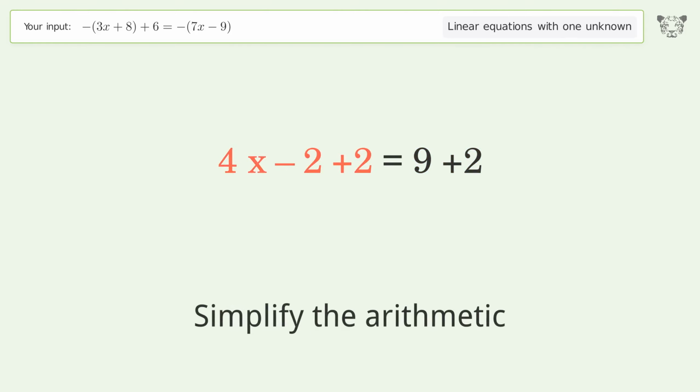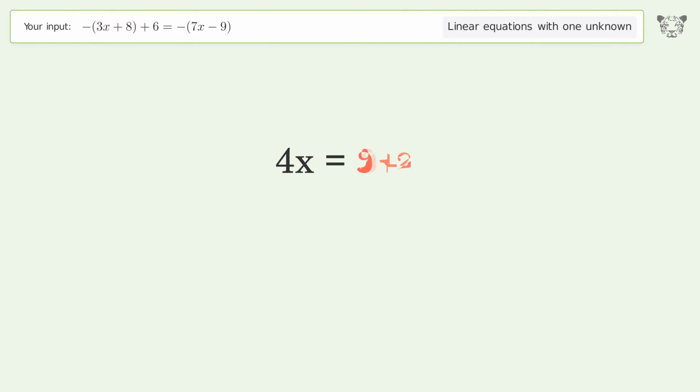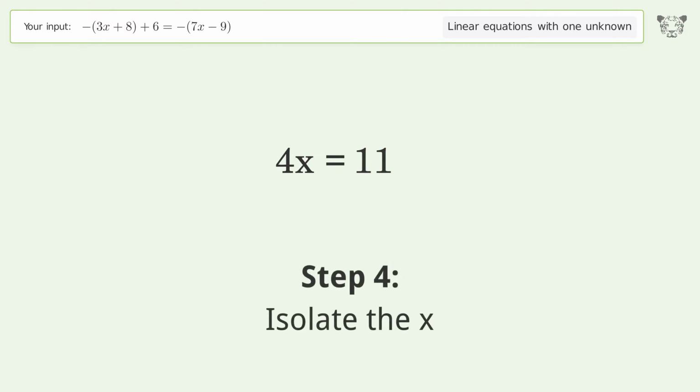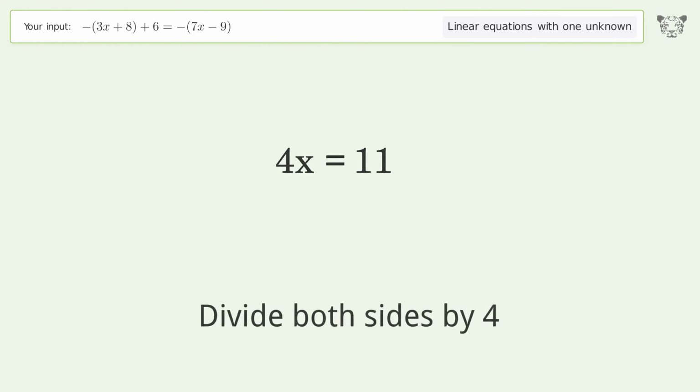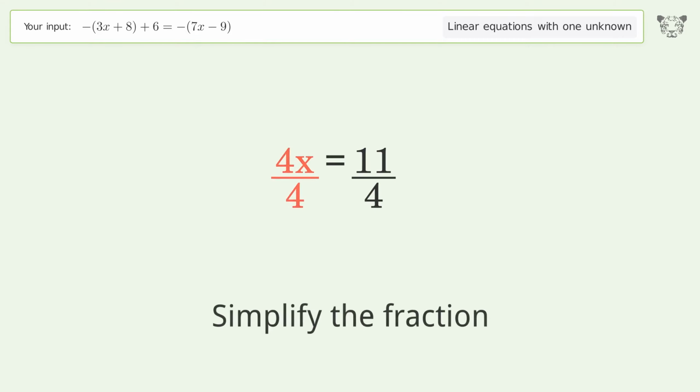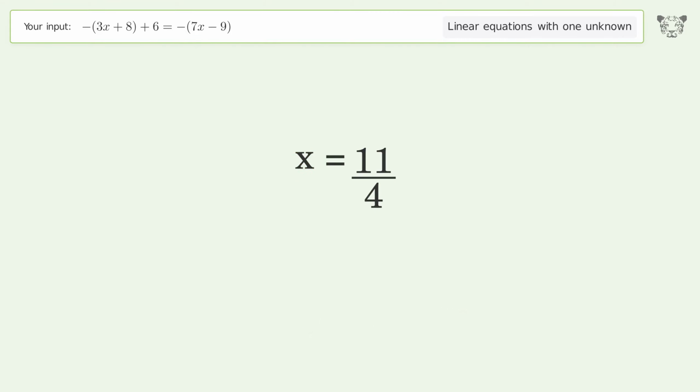Simplify the arithmetic. Isolate the x. Divide both sides by 4. Simplify the fraction. And so the final result is x equals 11/4.